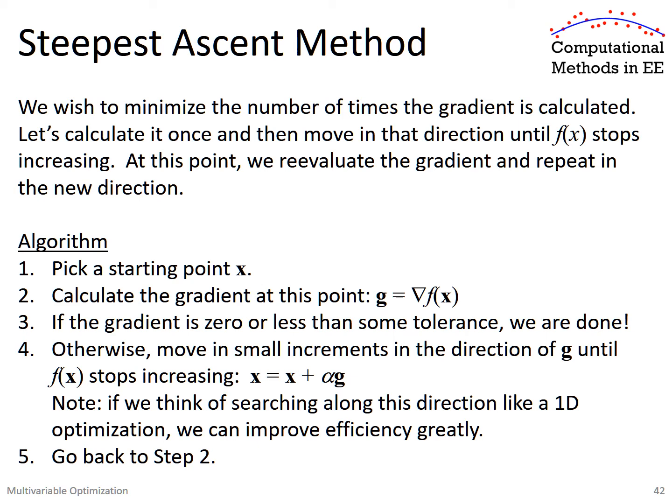Another little tweak to this algorithm: rather than move in these small increments in the direction of the gradient, what if you did a one-dimensional optimization in the direction of that gradient? In fact, we can improve the steepest ascent method that way. Then we go back. So we move our point, recalculate the gradient, move in that direction, recalculate the gradient, and do this over and over and over. That's the steepest descent method.